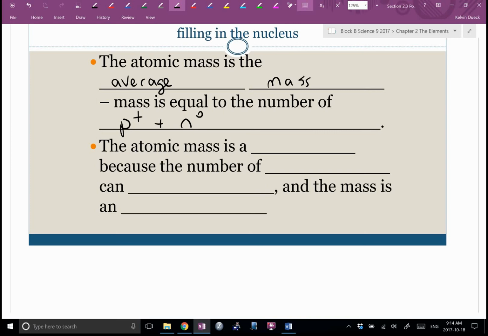Little nerd note. The reason the atomic mass is a decimal is because the number of neutrons can vary. That was what led us to the discovery of radioactivity, which you'll look at, I think, in Science 10. And so the mass is an average.